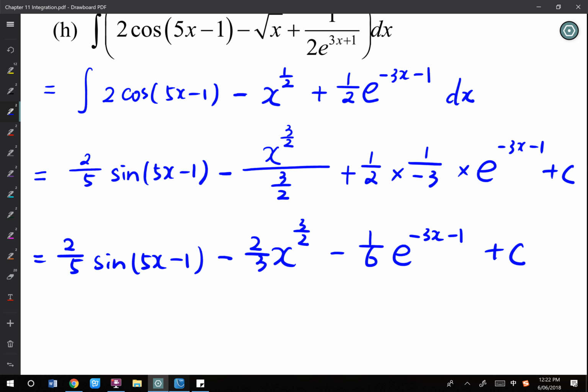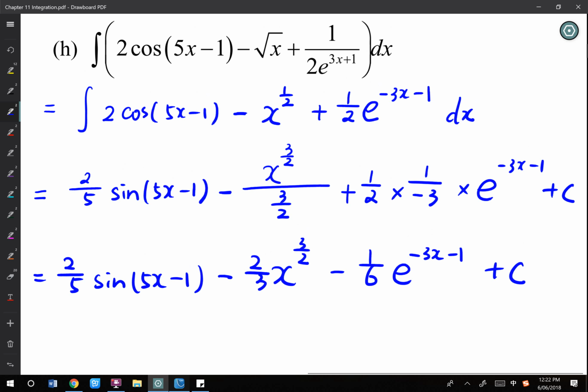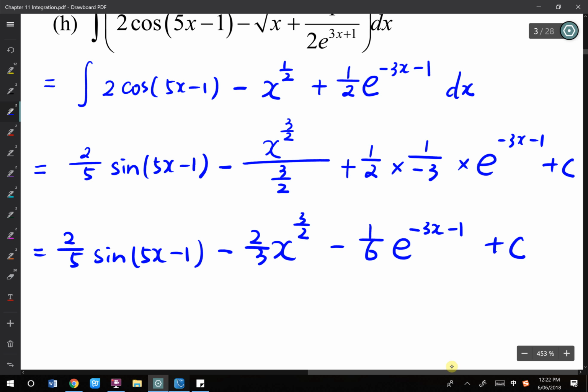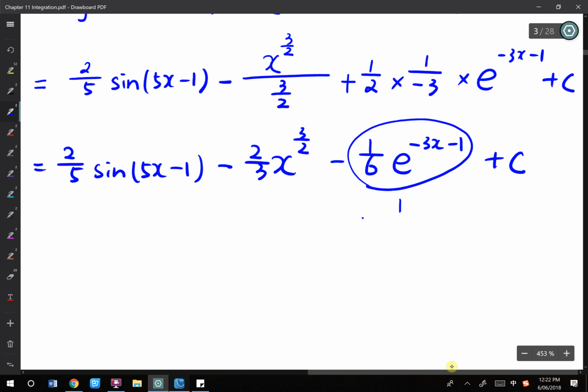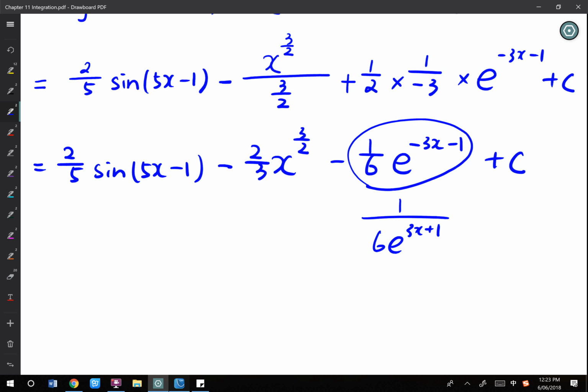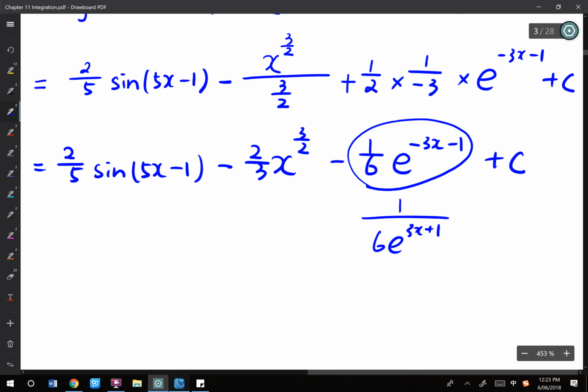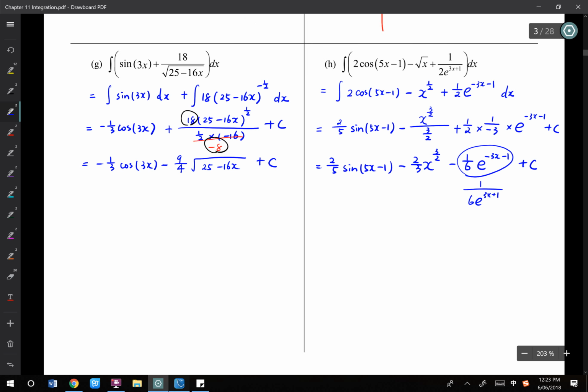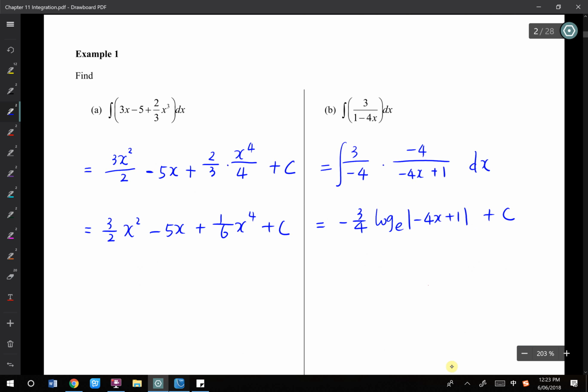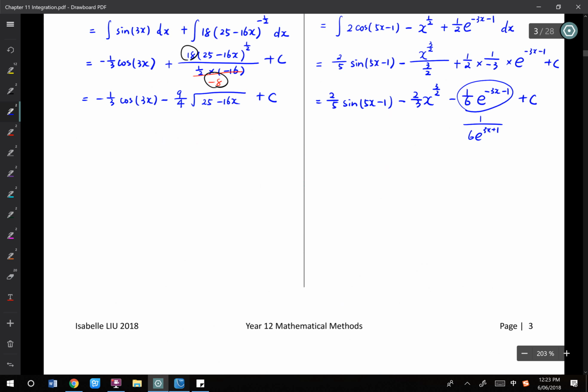Okay? Yes? This one? You can keep it like that, or you can say that's 1 on 6 e to the 3x plus 1. That's all the same. You can keep the negative power unless they ask you to use positive powers. Any other questions? No more questions? That's this 8th thing here.